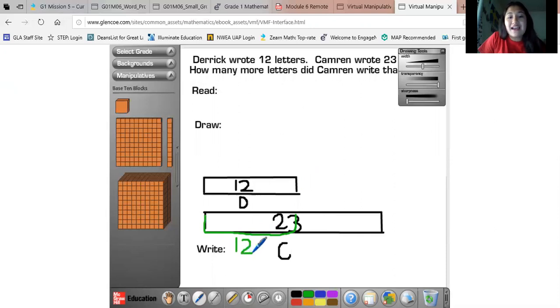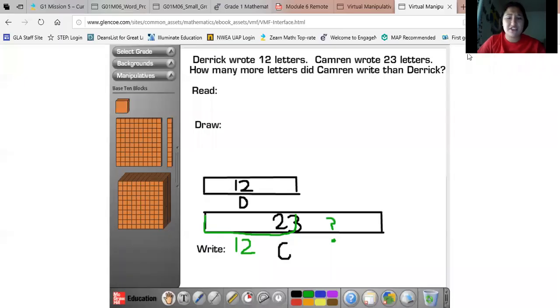But now I need to find how many goes in here. What is the difference, or how many more did Cameron write than Derek? That's what we're looking for now. What can we do to find the missing part? That's right. We can use a number sentence and a tape diagram to show us how to find the missing part. I'm going to erase what I have on my page and show the tape diagram, something you should also have on your page.